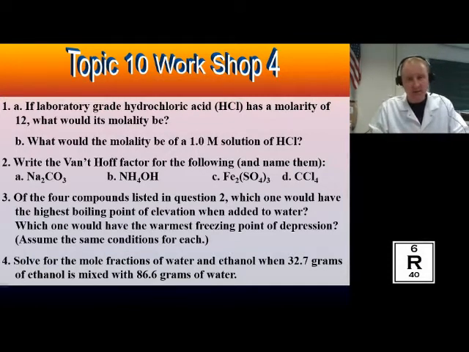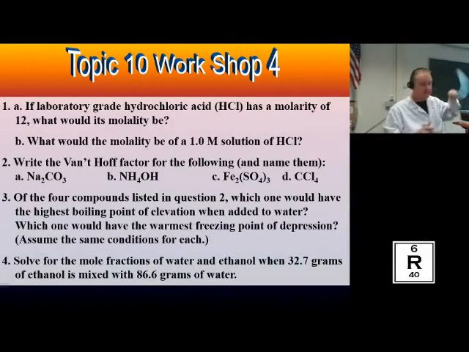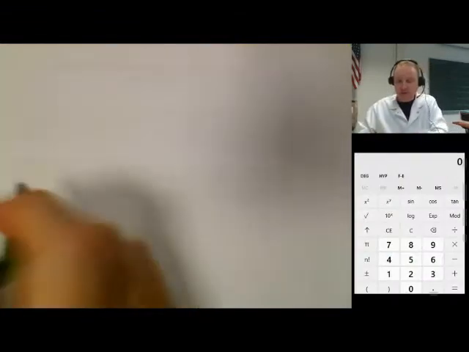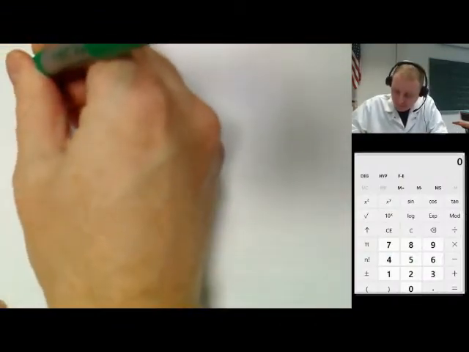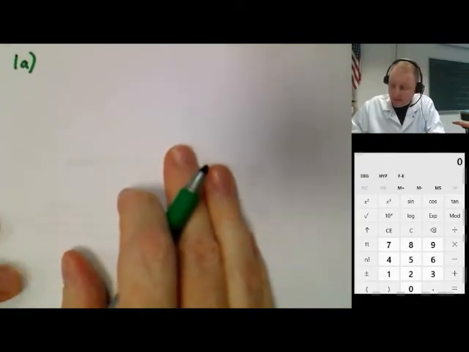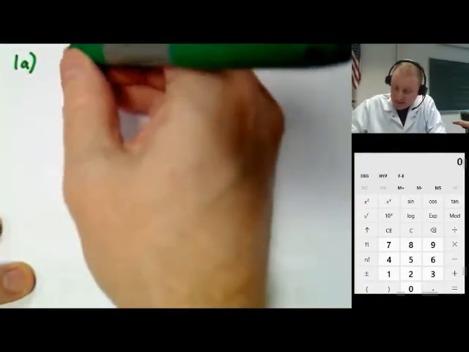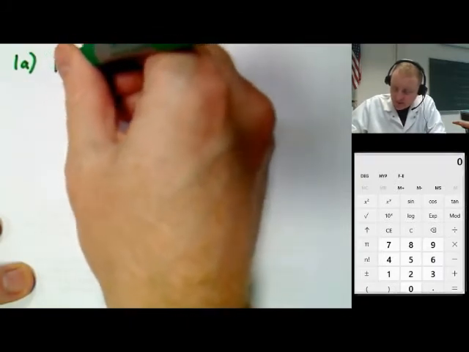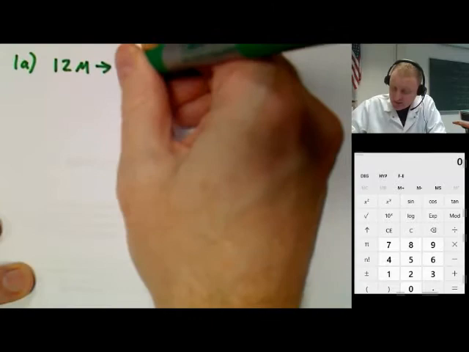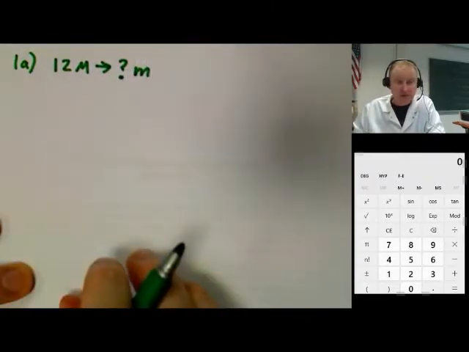Okay, so let's look at number 1. Basically what I'm saying in number 1 is convert 12 molar into molality. What would be the molality of a 12 molar solution of hydrogen chloride? So to do this, this is 1A. If I have a solution, I want to figure out what 12 molar is, and convert this into molality. What's the molality of a solution that's 12 molar?